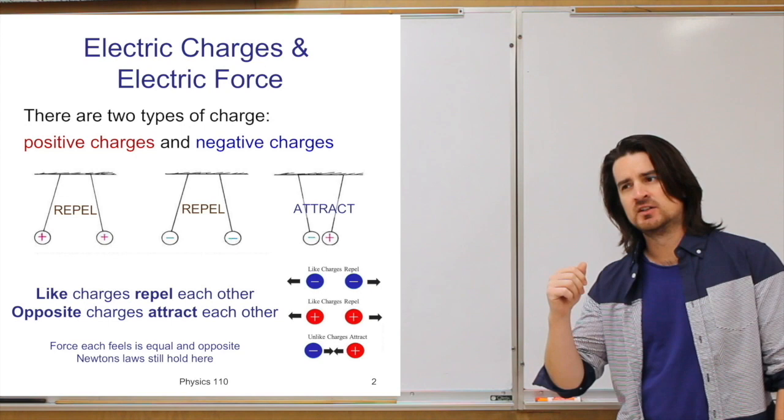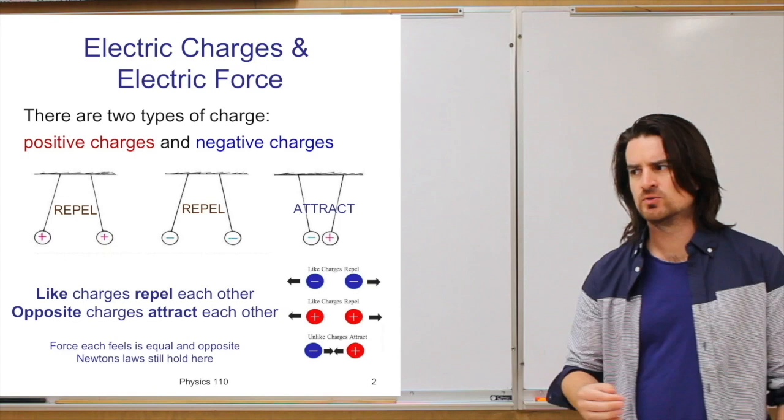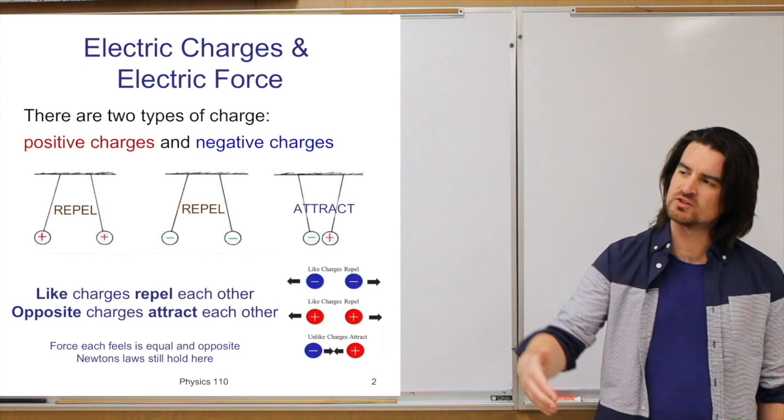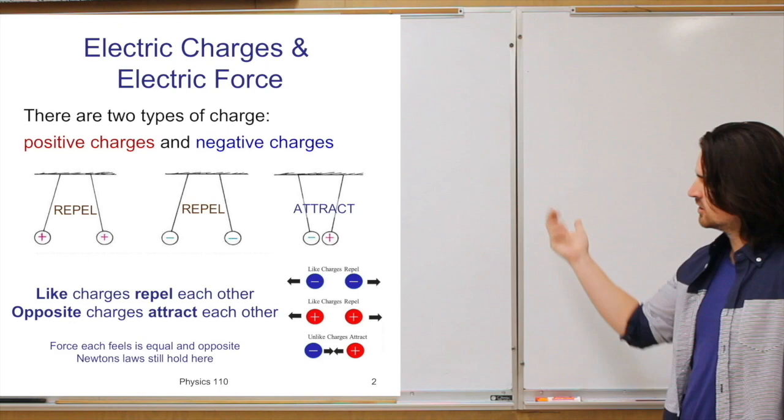neutrons, protons, electrons. The protons, we said, were positively charged. The electrons are negatively charged. So there are other quantities of charge, but essentially they're either positive or negative. And they have some very basic properties. Here's some of the most basic things about them.